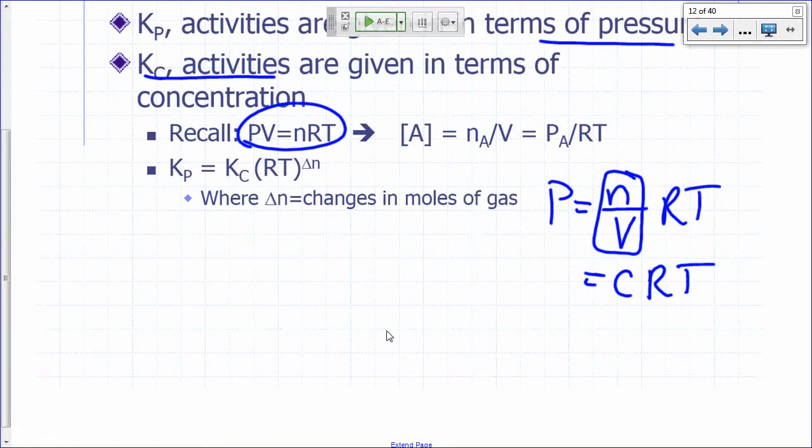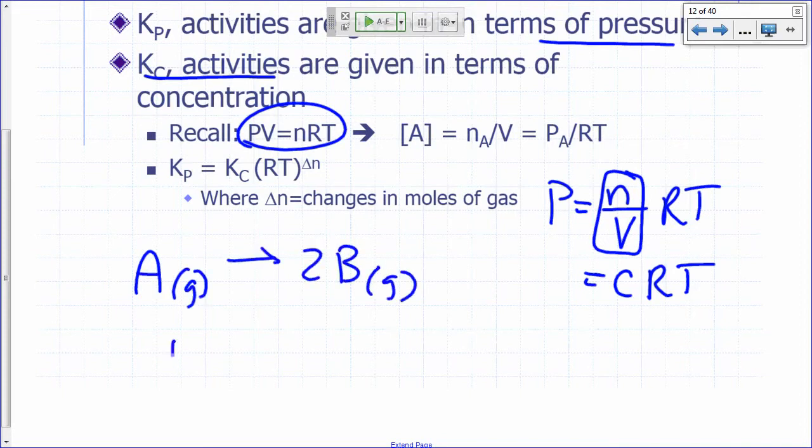Let's look at a simple reaction. All right? Let's say you have A gas going to 2B gas. Okay? What is our Kp? Is equal to pressure of B squared divided by pressure of A, right? That's activities for a gas is pressure, correct?